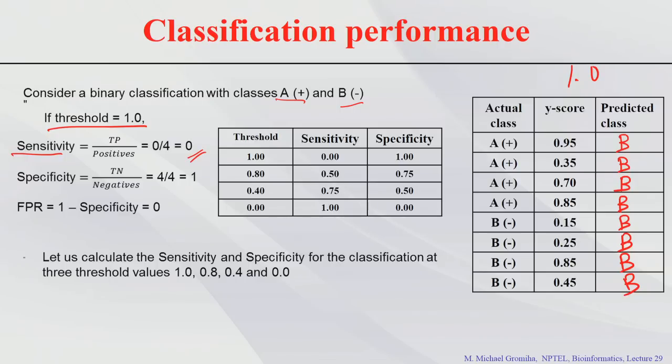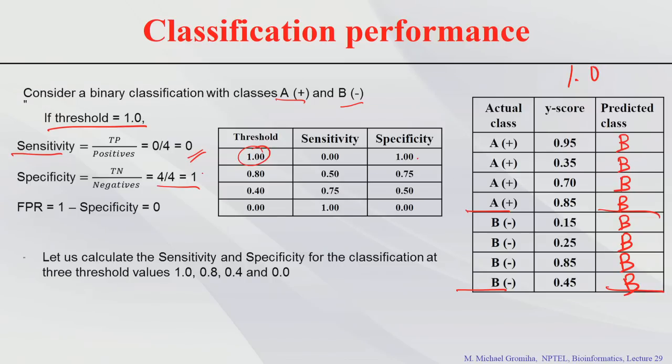Specificity: how many B's are in the data set? 4 B's. How many B's are correctly predicted? All the 4 are correctly predicted. So, 4 by 4 is equal to 1. So, if we take the threshold 1, sensitivity is 0, specificity is 1. Then the false positive rate is equal to 1 minus specificity. Specificity is 1, so this is equal to 0.